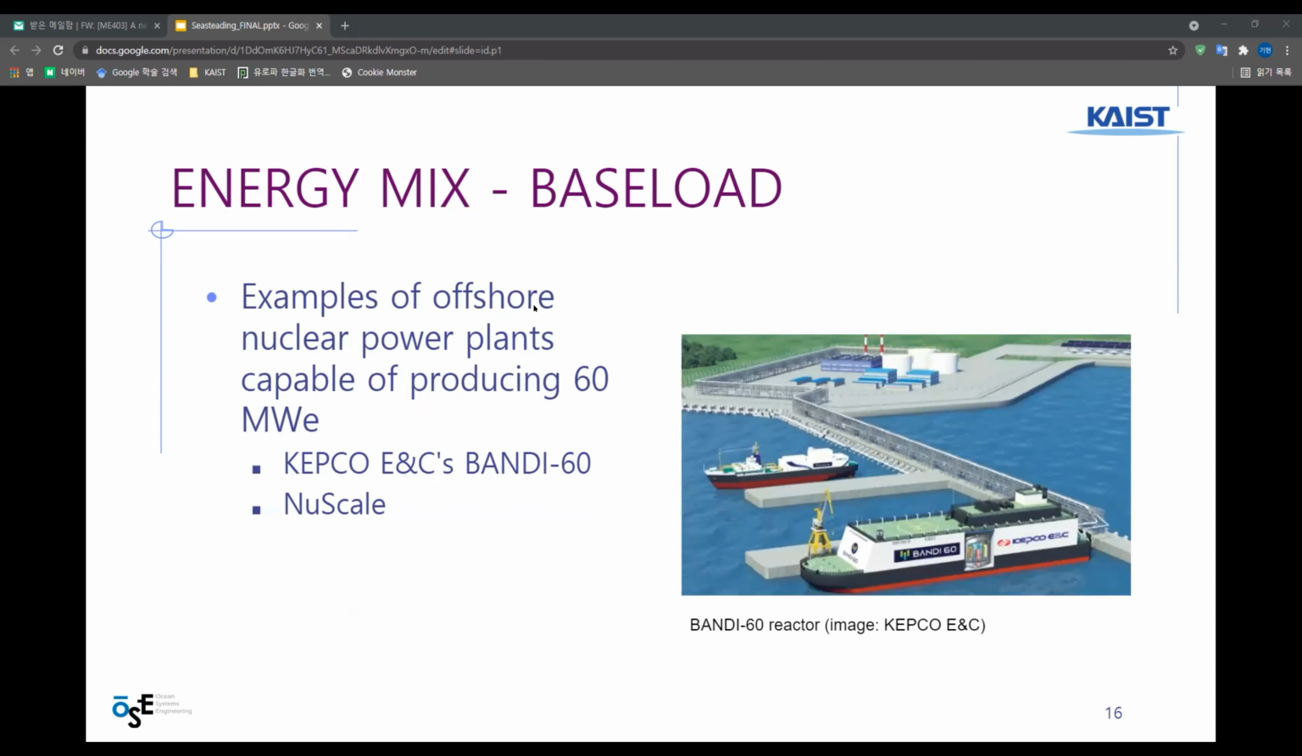For example, there is already an example of a 60 megawatt electric SMR that can be used as a base load power source, including the Capco ENC's Bandy 60 and the NuScale SMR. The good thing about the Bandy 60 reactor is that it is already developed to be a floating power plant like this. So it can simply be put in this station near the system as an electrical solution.